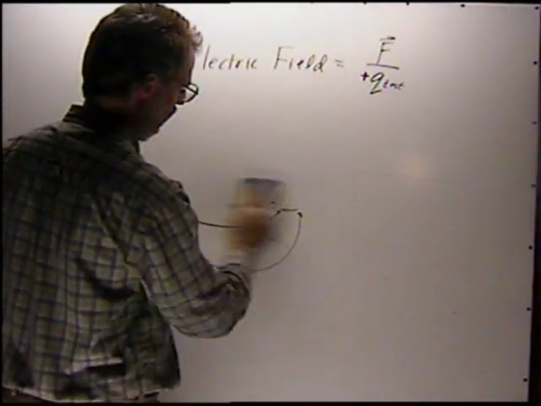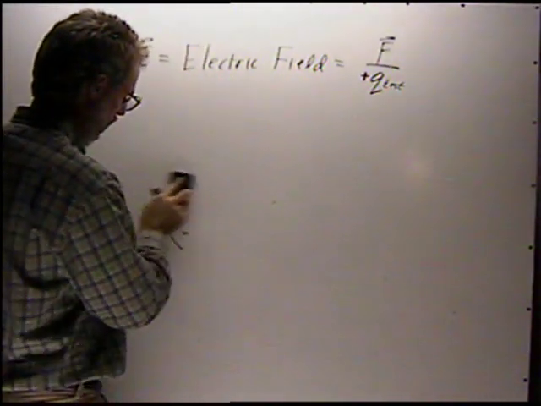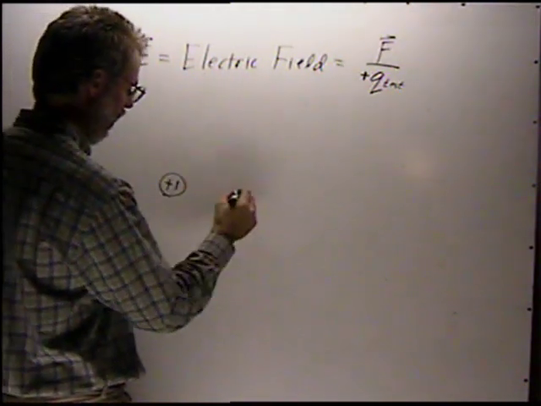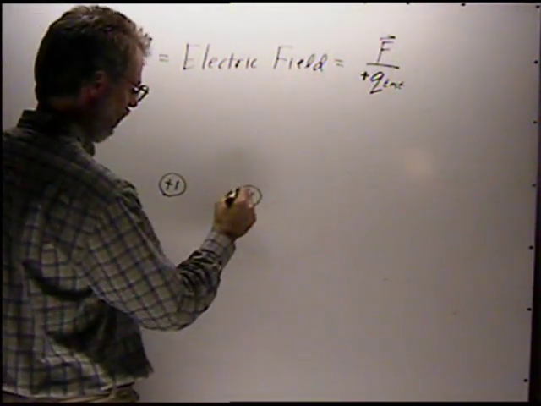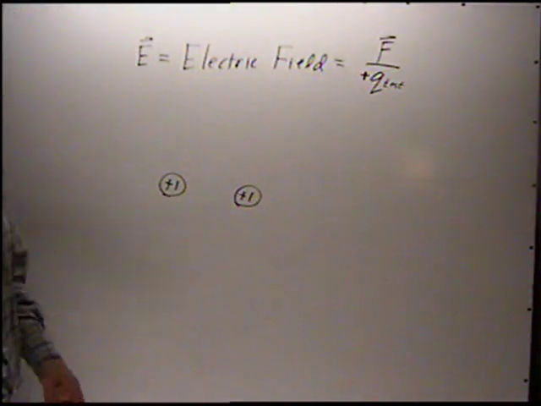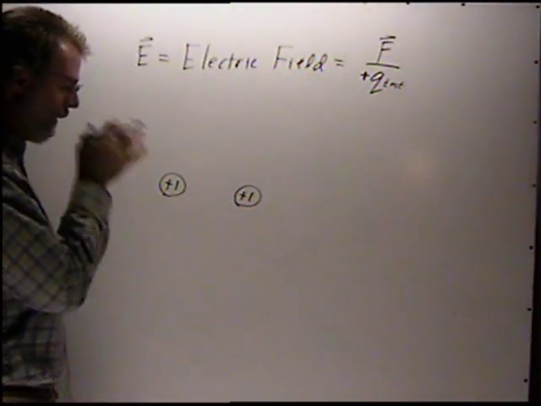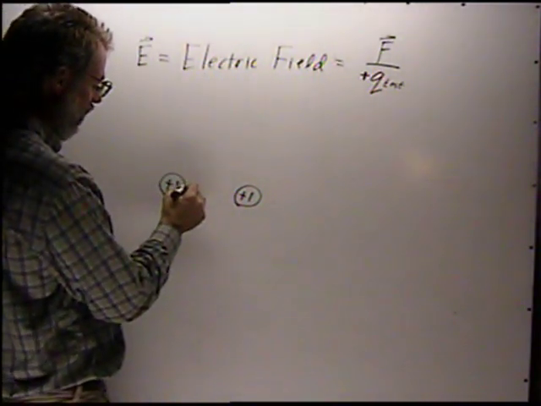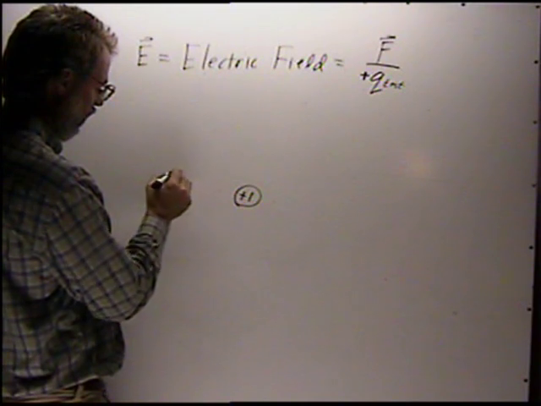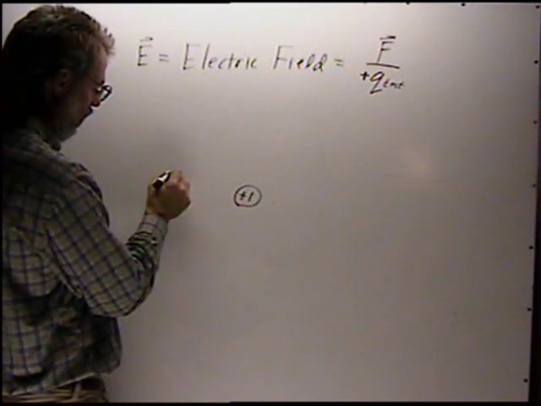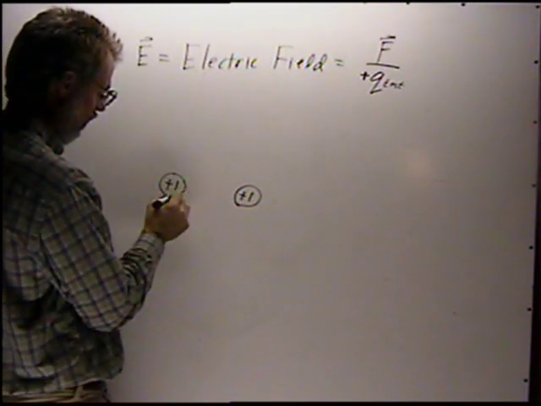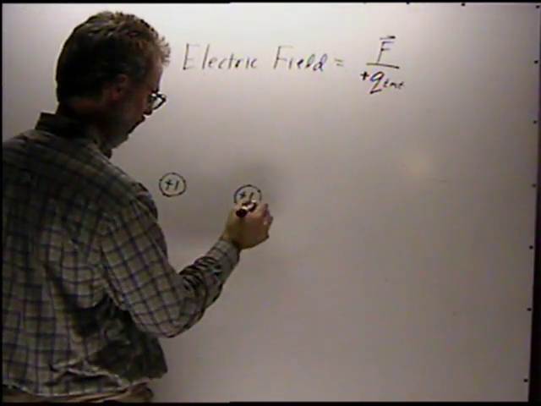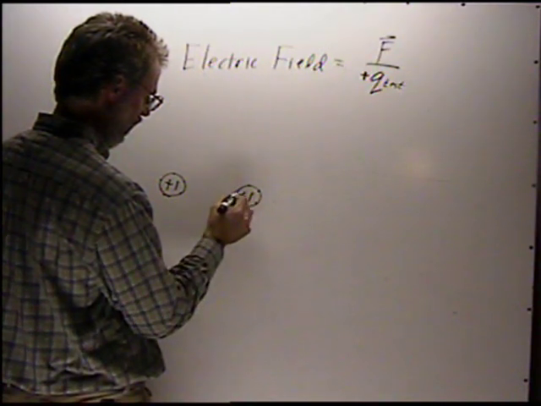Suppose the configuration is +1 and +1. So +1 coulomb, +1 coulomb. That would be like on page 441. For each charge, I'm going to draw 6 lines: 1, 2, 3, 4, 5, 6. And 1, 2, 3, 4, 5, 6.